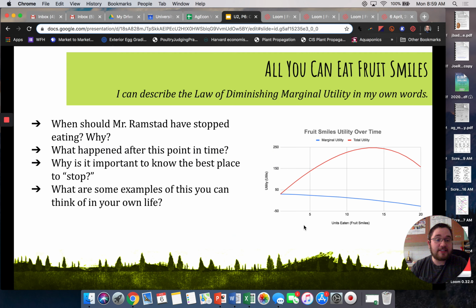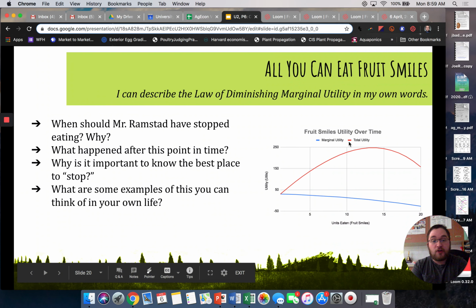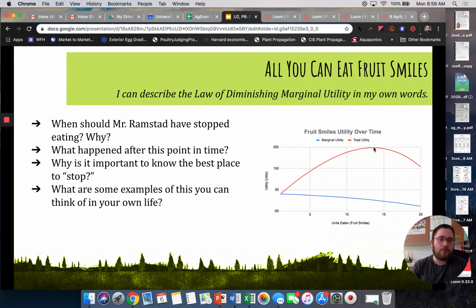If we look back at our data set or if we just look at our graph, we would see that at 14 fruit smiles, I was feeling kind of, I could give or take this at this point, probably just not eat anymore. That's when we plateau. That is our point. That is our prime point. We should have stopped at 14 fruit smiles. The reason why is because after that, I started losing overall satisfaction.